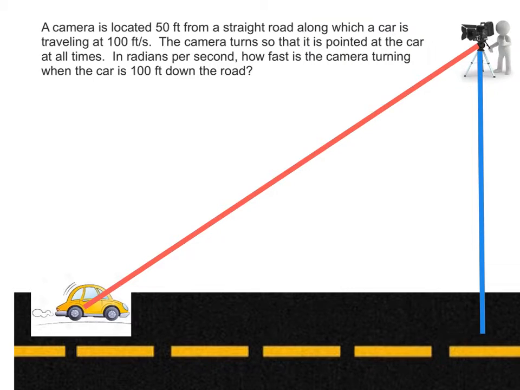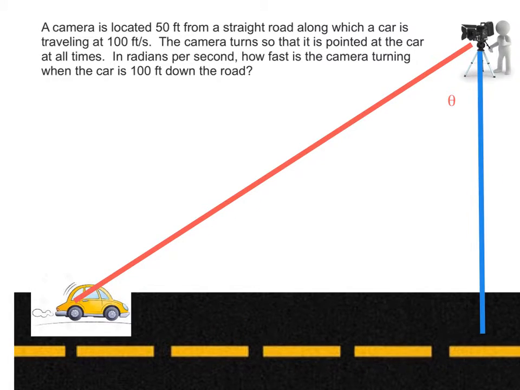All right, back to our problem. So I've taken the liberty of drawing some of the picture, and what we can see is the camera is located 50 feet from a straight road, and the car is traveling at 100 feet per second. The camera turns so that it is pointed at the car at all times. In radians per second, how fast is the camera turning when the car is 100 feet down the road?